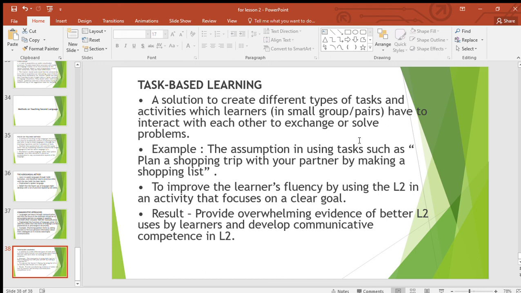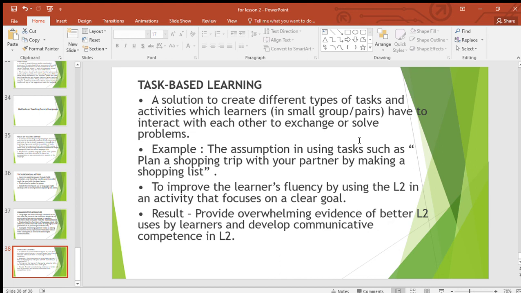Next, task-based learning. A solution is to create different types of tasks and activities in which learners in small groups or pairs have to interact with each other to exchange information or solve problems. The assumption in using tasks such as plan a shopping trip with your partner by making a shopping list is to improve the learner's fluency by using L2 in an activity that focuses on a clear goal. The results provide overwhelming evidence of better L2 use by learners and development of communicative competence in L2.